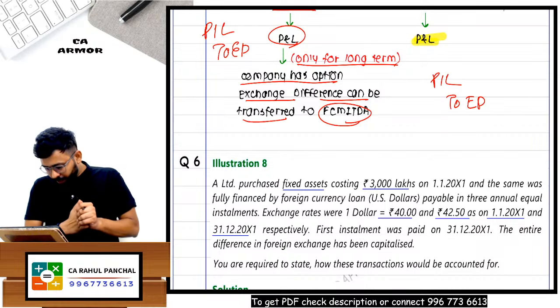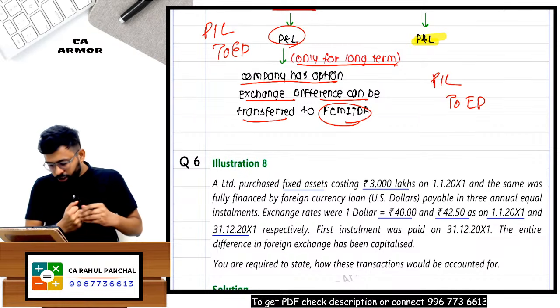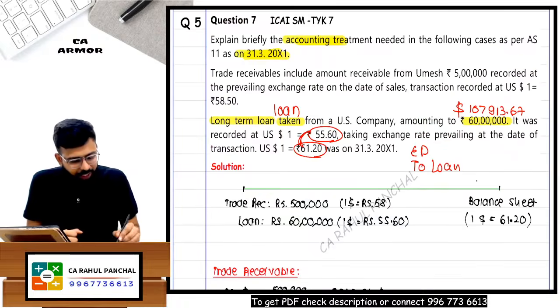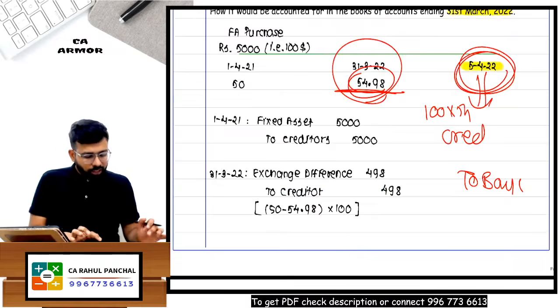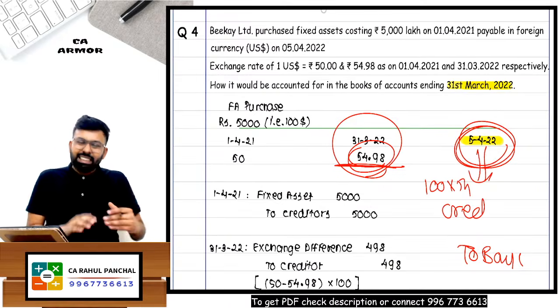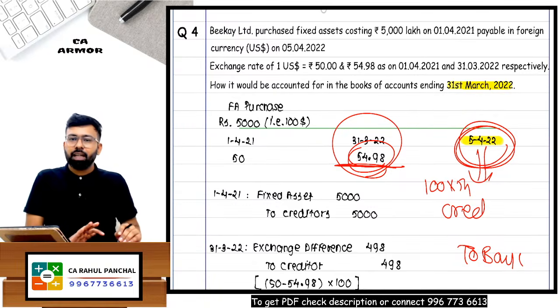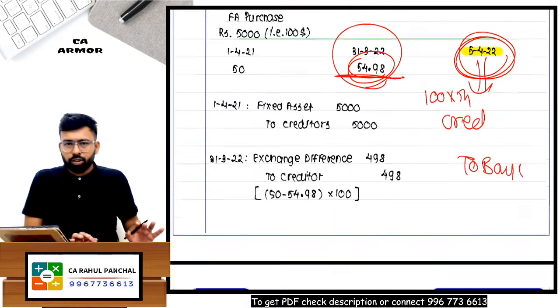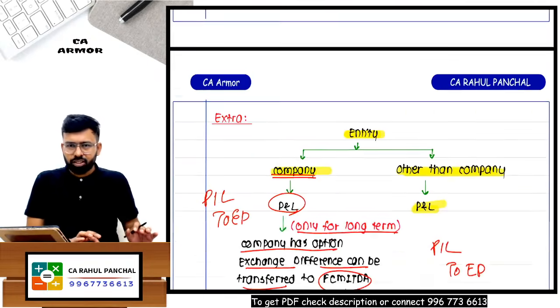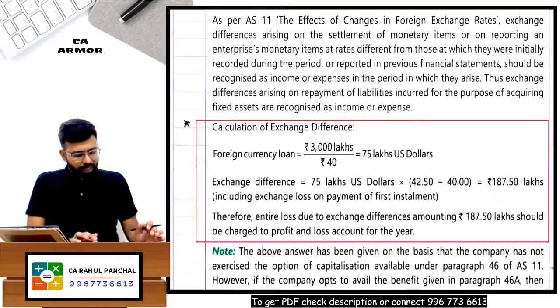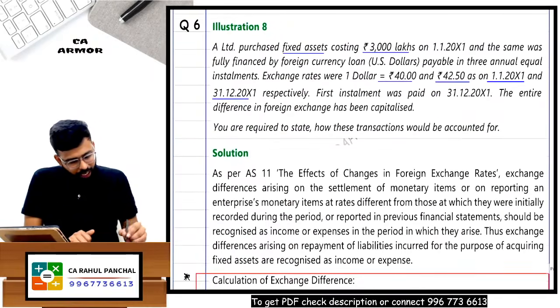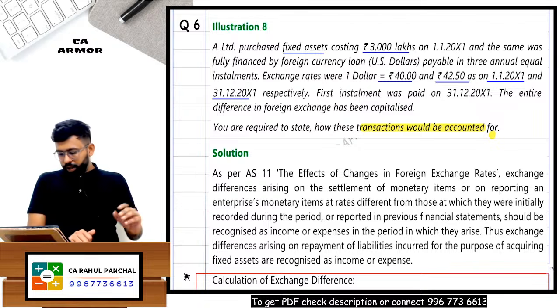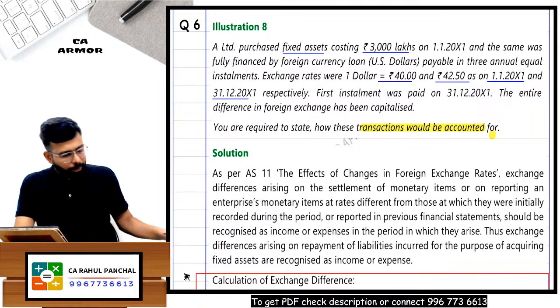Explain briefly the accounting treatment means should we pass the journal entry? No, when they say accounting treatment, no need to pass the journal entries. But it is recommended you always pass the journal entry for that matter. That is the recommended approach. Okay, now again, how would these transactions be accounted for? It is preferable to pass the journal entry.